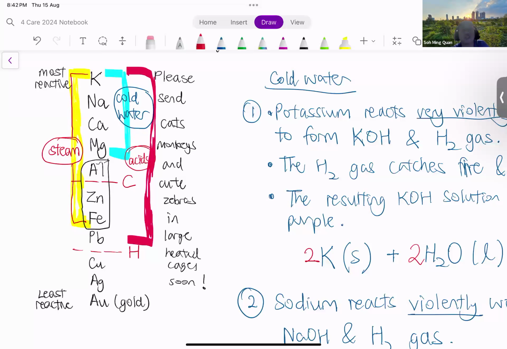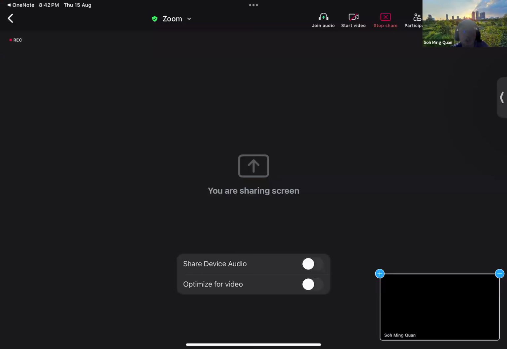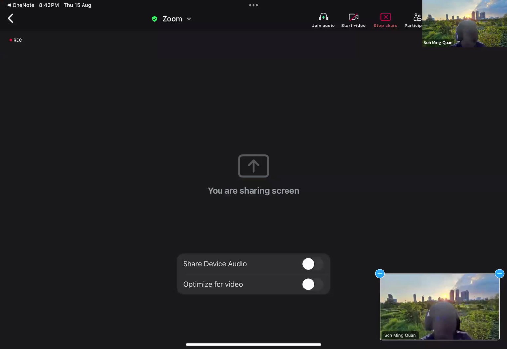Okay, so we have now completed the reactions of metals with cold water, as well as metals with steam. Please be aware of the differences between the two reactions. And now we move on to the very final one, which is the reactions of acids with metals. You notice that most metals do react with acids. However, not all of them do. So which are the metals which do not react with acids?